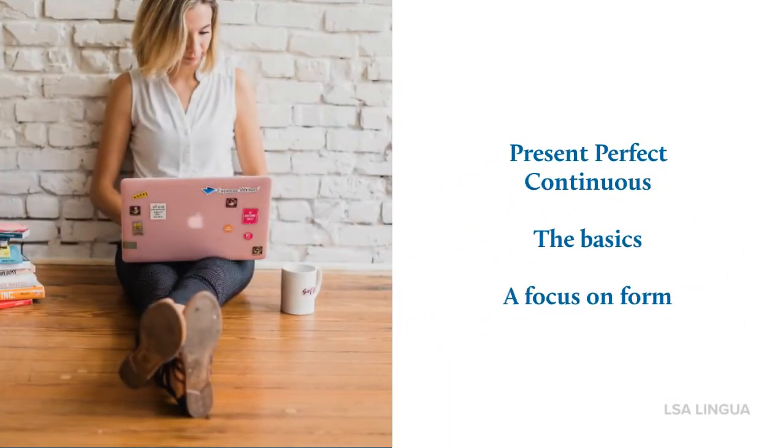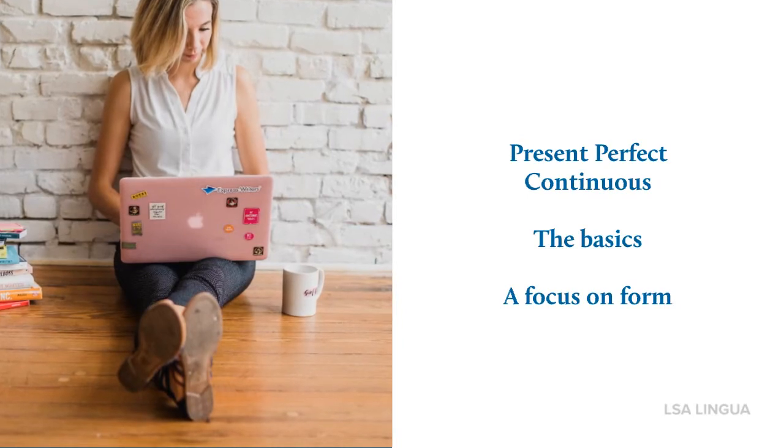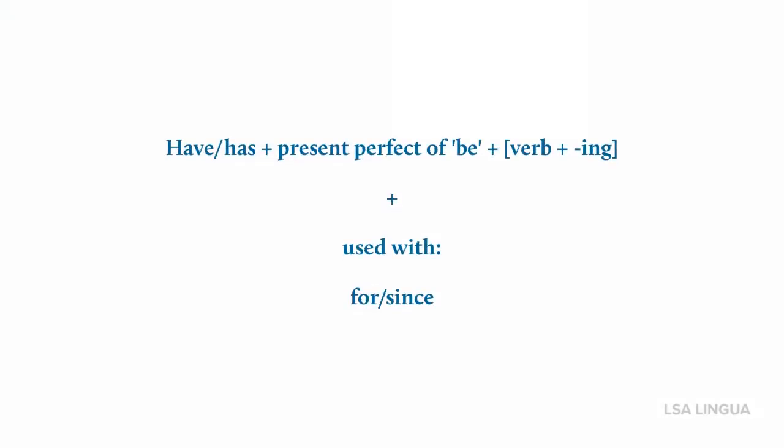So the objective of this video is to refresh your memory when it comes to the present perfect continuous. Present perfect continuous, the basics, a focus on form. To make the present perfect continuous, you have to start with a form of have or has, plus the present perfect of be, plus a verb of choice, plus an ing ending. So that last verb has to be modified. It's commonly used with words like for or since.